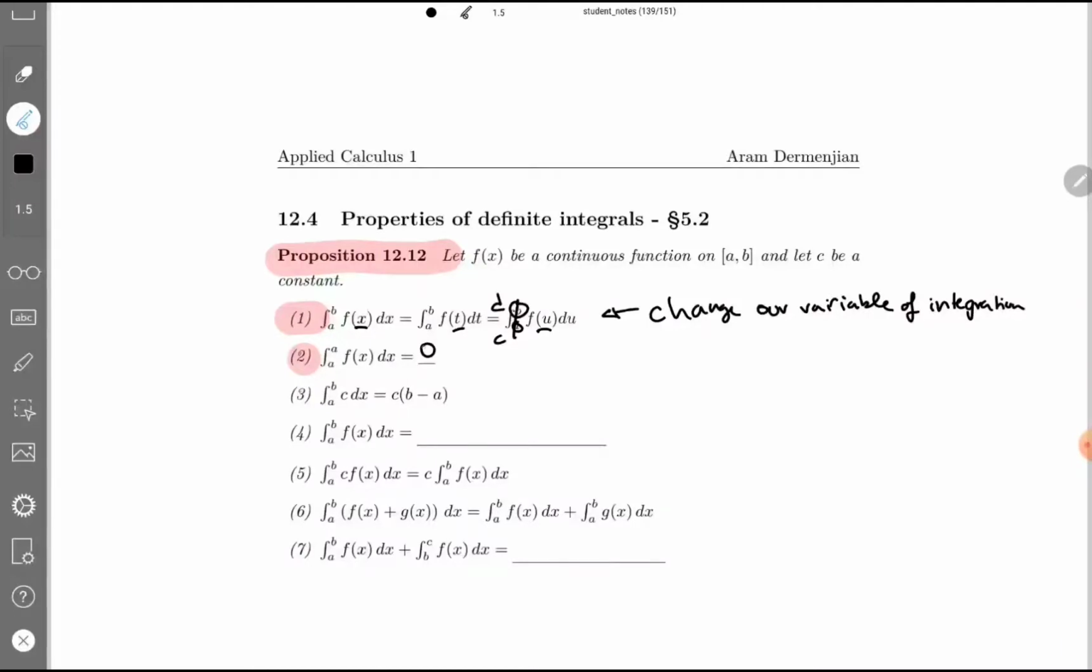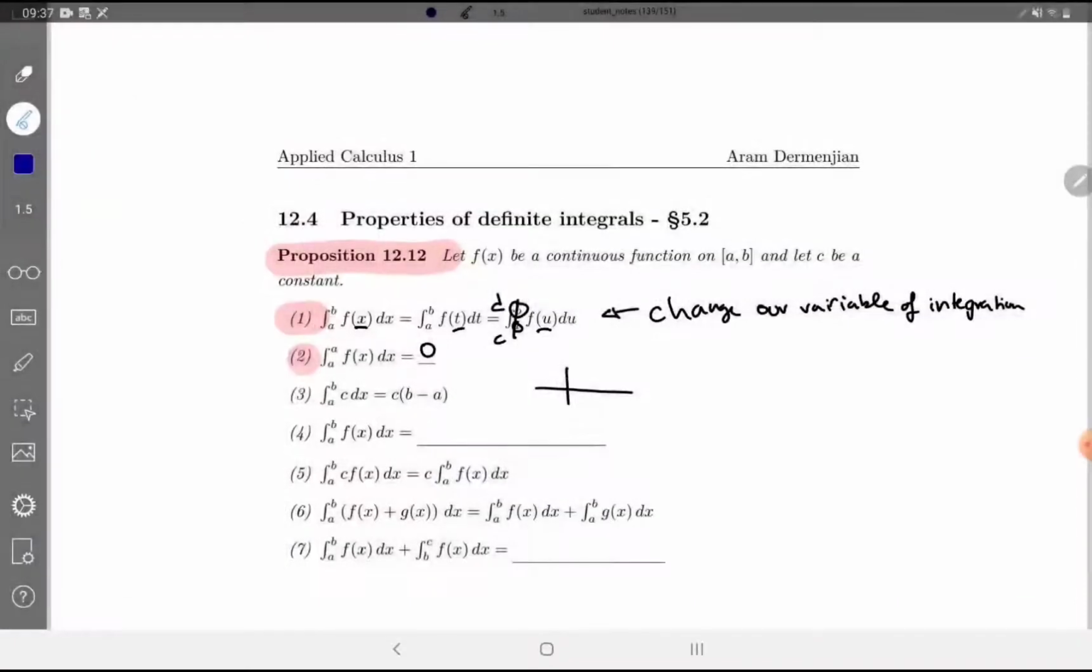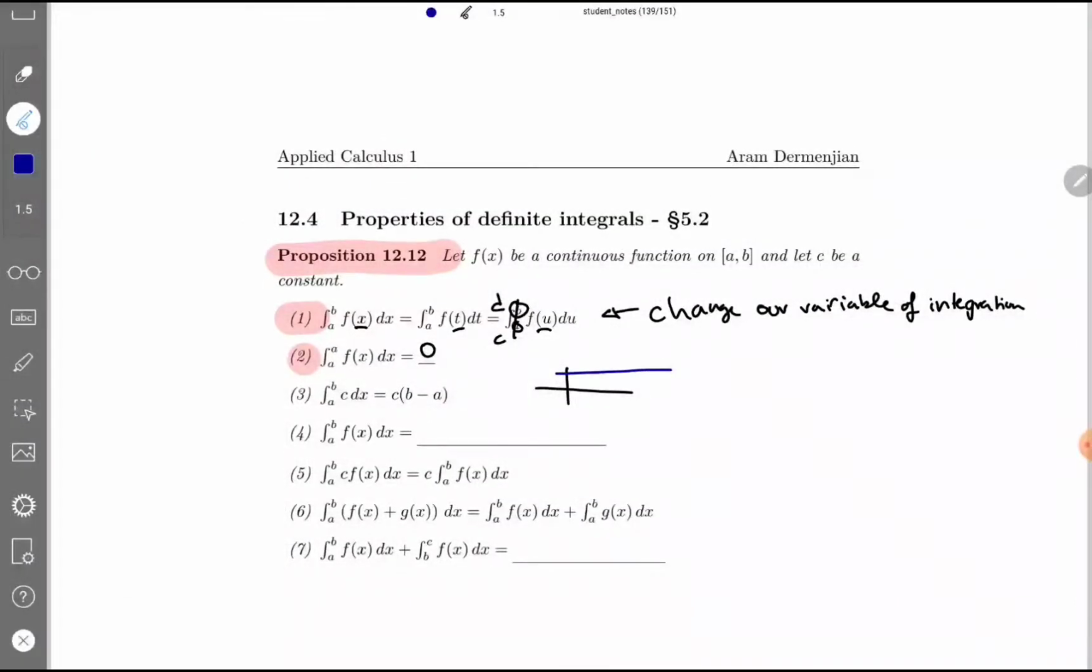What's some other property? If I take some c, which is a constant, and I'm integrating, so if I look at this graph, c is just some line. If I take the area from a to b, this is just c times b minus a. And this is where number 3 is coming from.